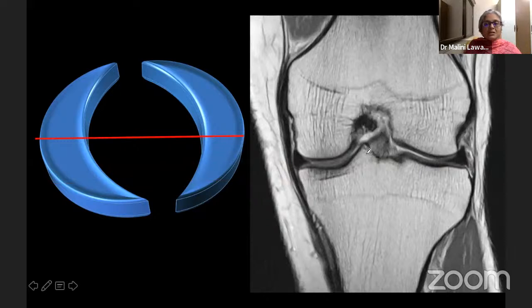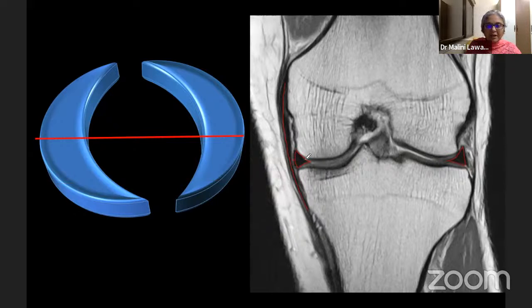Now we start seeing the bodies of the menisci. This here is the body of the medial meniscus, which is seen as a triangular, sharply marginated dark triangle. This is the body of the lateral meniscus. This here is the medial collateral ligament, which is closely attached to the medial meniscus.